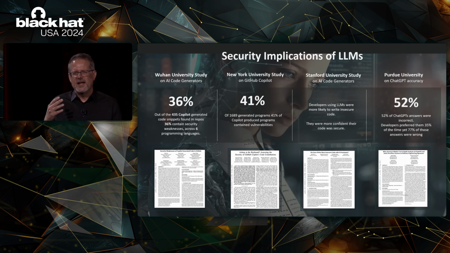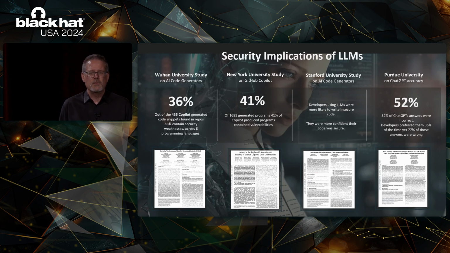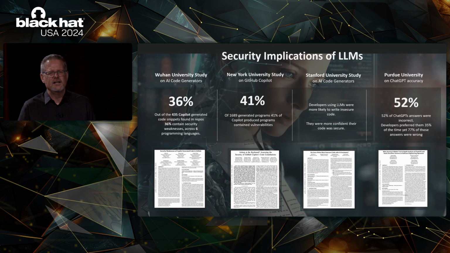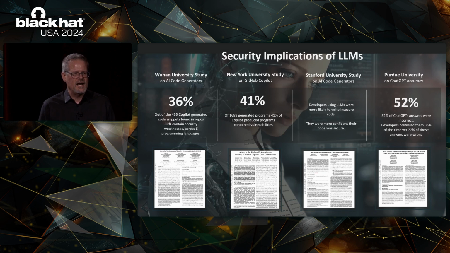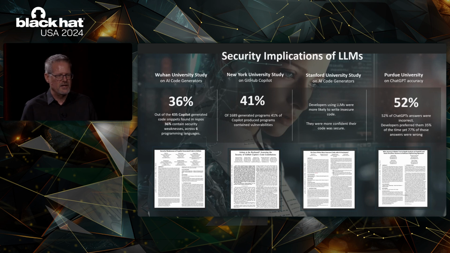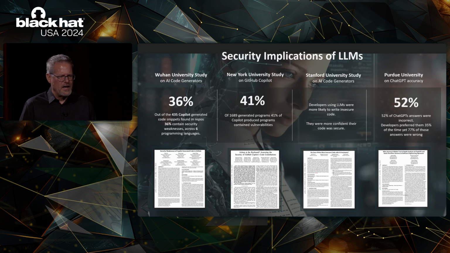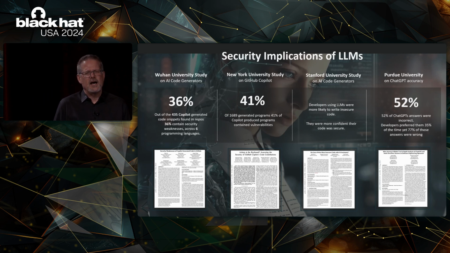So again, it's similar to the other study from NYU, around 41%, where NYU actually went out and generated 1,689 small programs across C and Python. Oh, I should mention the Wuhan University was over 6 different languages. So the NYU study, actually, they generated the prompts. They came up with 1,689 different prompts asking, I think this was Copilot again, generate a program. And then they looked at the results that came out.